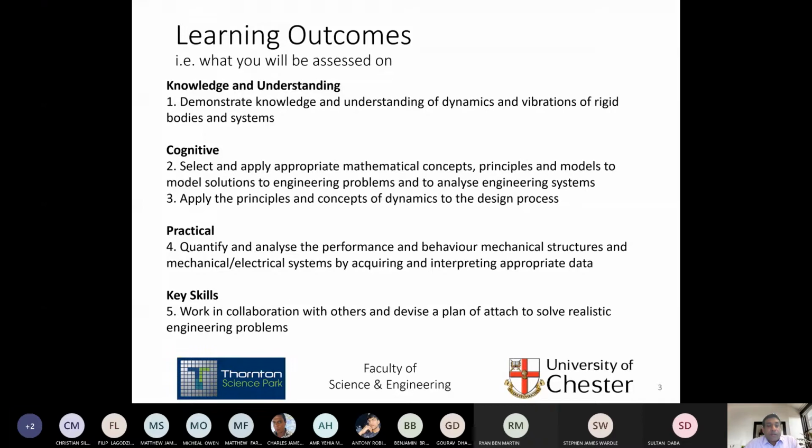You will also acquire some practical skills. So using the laboratory experiment that you'll do during this module, you will be able to quantify and analyze the performance and behavior of mechanical structures and mechanical or electrical systems by acquiring and interpreting appropriate data. Finally, you'll work in collaboration with others and devise a plan to solve realistic engineering problems.